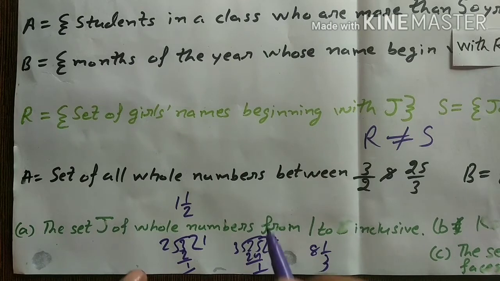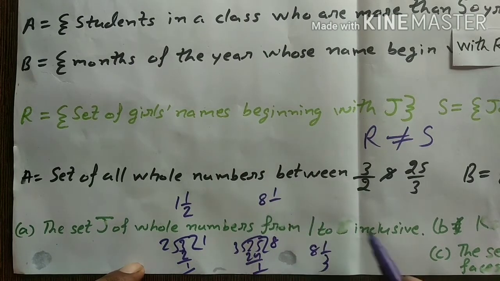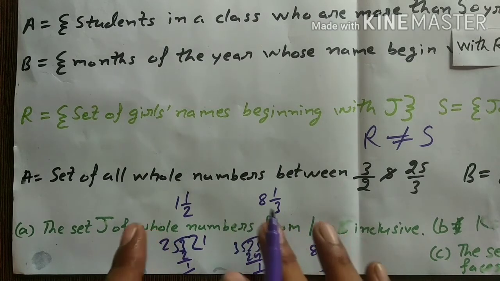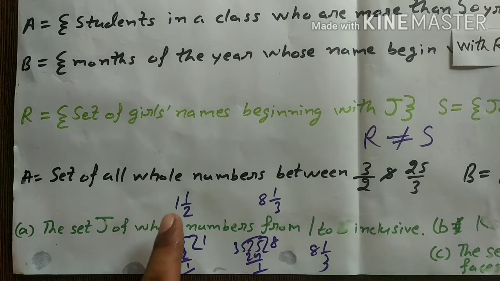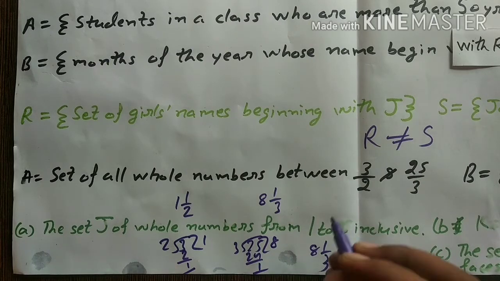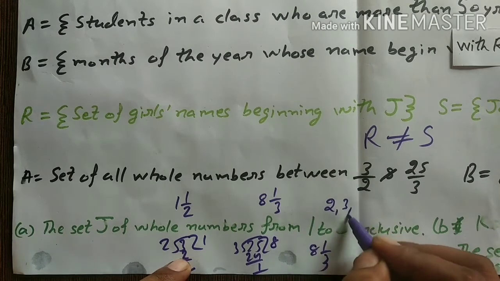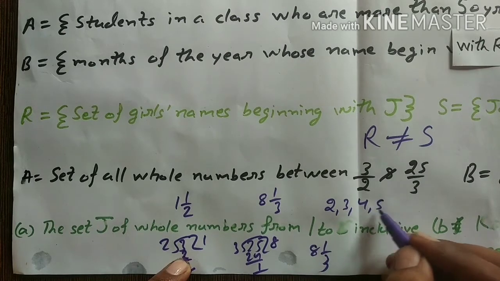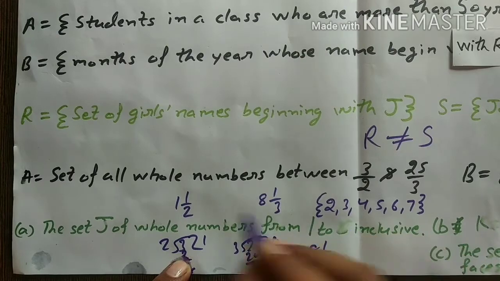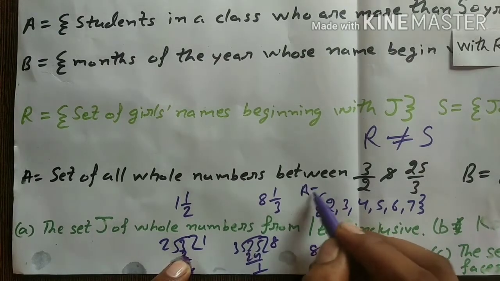Now there are two numbers between. We have to write the set of whole numbers, those starting from 1 and before 8. So these may be 2, 3, 4, 5, 6 and 7. Okay, this set will be A.